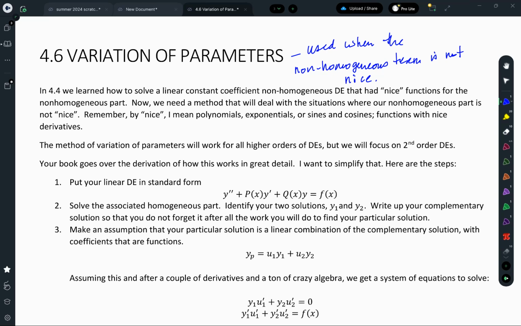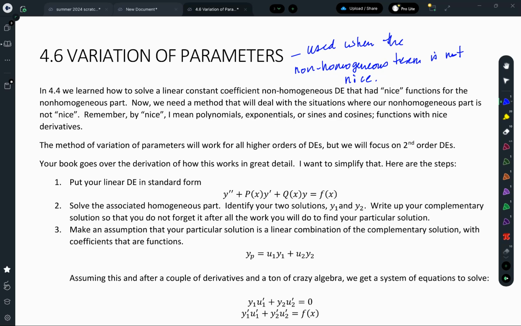Okay. Now, the cool thing is that in this particular method, we can use the variation of parameters even if g of x, the non-homogeneous term, is nice. So variation of parameters works for any g of x that we have to deal with, unless it's zero.